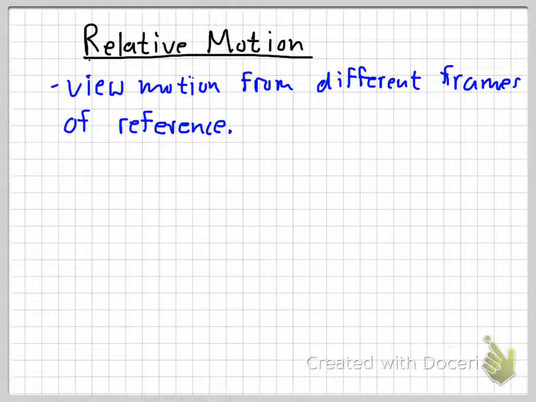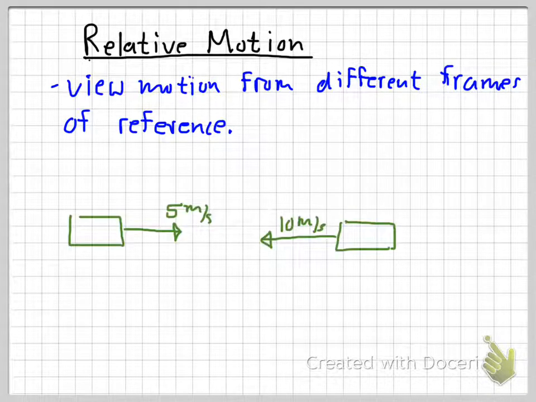Sometimes we have multiple objects moving in a given situation. And when we have multiple objects moving, we refer to that as relative motion. Questions like, what is the velocity of one thing relative to something else that's moving? So for example, suppose you had two objects moving towards each other, one moving at 5 meters per second, the other moving at 10 meters per second. And you wanted to know what the relative velocity of the two was, what the velocity of one is relative to the other. Well, always draw a picture to help you understand the situation.